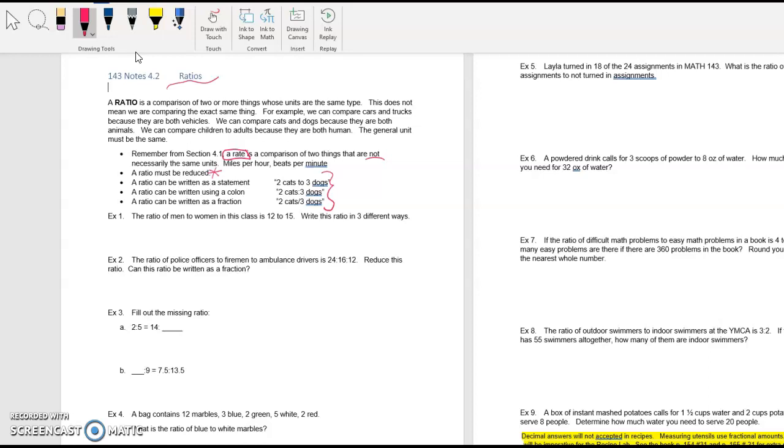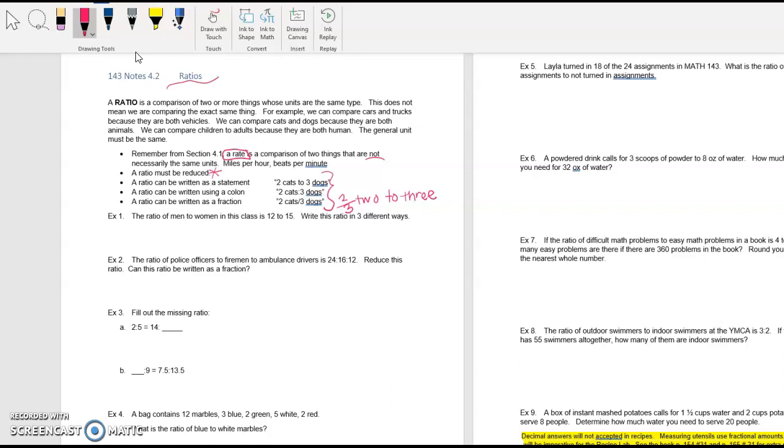You can say 2 cats to 3 dogs, 2 cats to 3 dogs with a colon, or 2 cats to 3 dogs. Now, another way to write that would be as a fraction, like 2 over 3. That's another way to say that. But you would still write it, if you were to write it out, it would say 2 to 3. Okay, so those are 3 different ways to write a ratio, and they all mean the exact same thing.